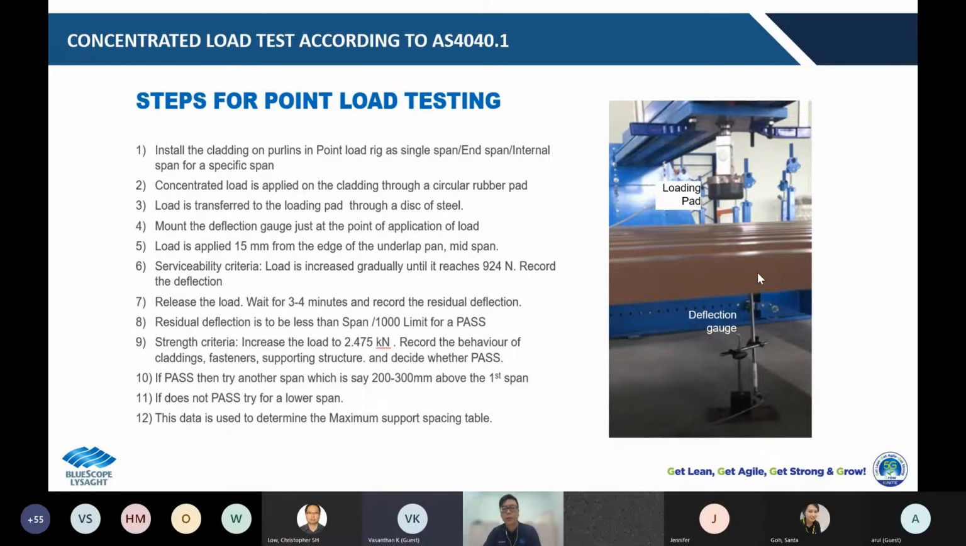Maybe some of you will ask why we use 924, because 924 Newton is almost equivalent to 92.4 kg. This is like a man load that stands on the cladding. All right. So upon the deflection value being recorded, then we will release the load. Then we will see what's the residual deflection.